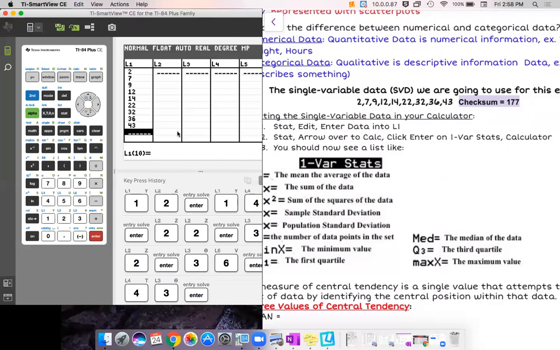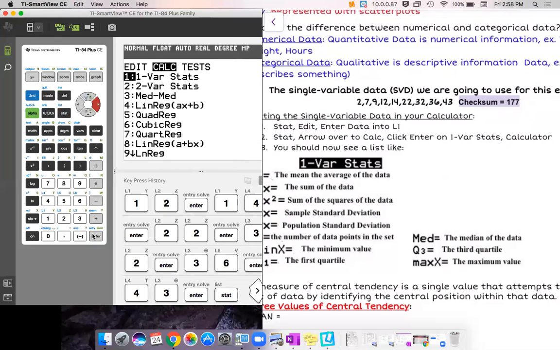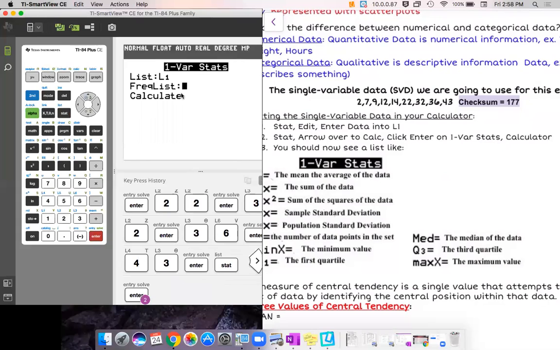So what you do next to get to all of these values is you go stat, over to calc, and then it says 1-Var Stats, which is one variable stats. You click enter right there. This should say L1 because I just put all of my numbers in L1. Go down to calculate, and then it does this. Now this is the checksum. So this box right here is the sum of all my x's. These numbers should match. If those match, that means I typed all of my numbers in correctly.